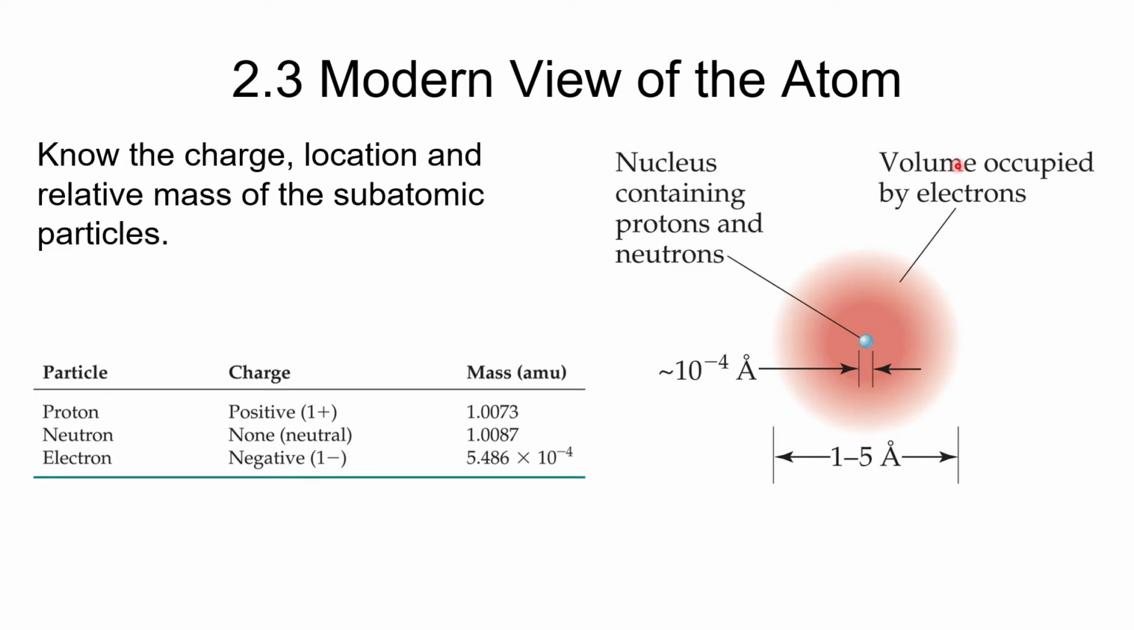The charge: of course, protons are positive, electrons are negative, and neutrons are neutral. They're right there in the name, so you probably knew that. Location: the protons and the neutrons are in the nucleus, and the electrons are in a cloud outside the nucleus. And the protons and neutrons are about the same size, but you'll notice they're not exactly the same size.